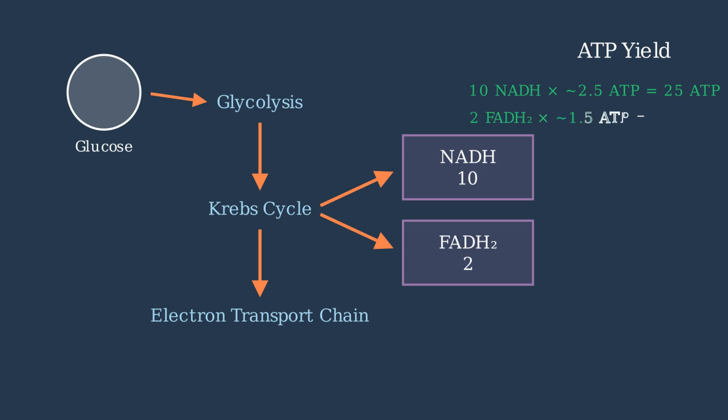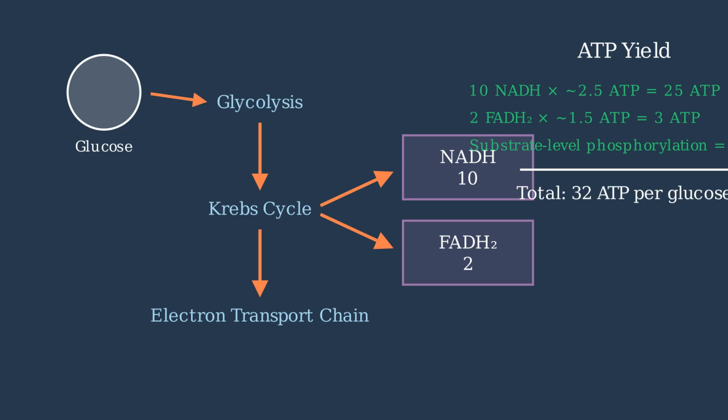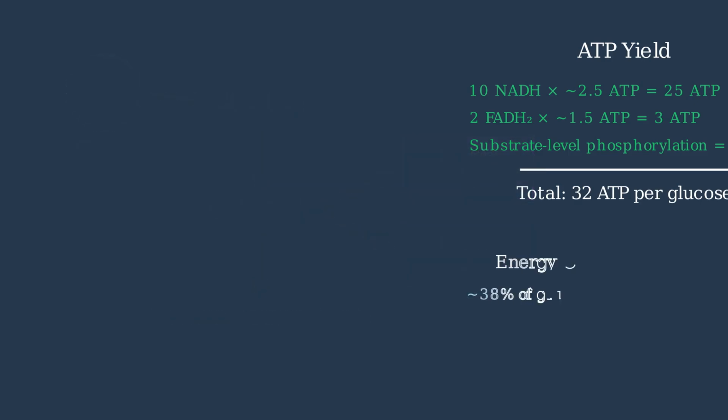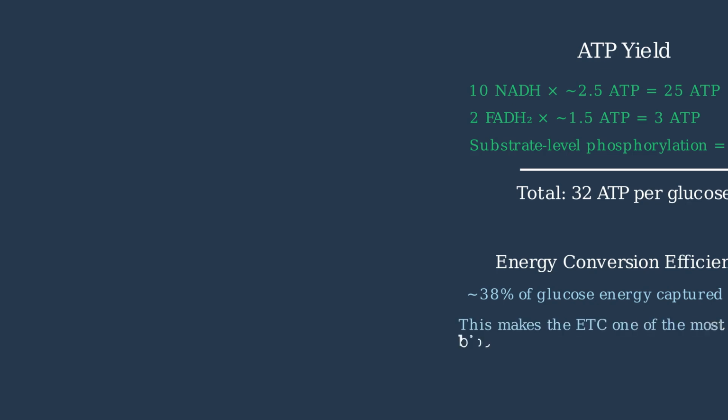Each FADH2 molecule yields approximately 1.5 ATP molecules, giving us 3 ATP from FADH2. Additionally, substrate-level phosphorylation in glycolysis and the Krebs cycle produces 4 ATP molecules directly. This gives us a total yield of 32 ATP molecules from a single glucose molecule. In terms of efficiency, this process captures approximately 38% of the energy available in glucose. This makes the electron transport chain one of the most efficient biochemical processes found in nature.